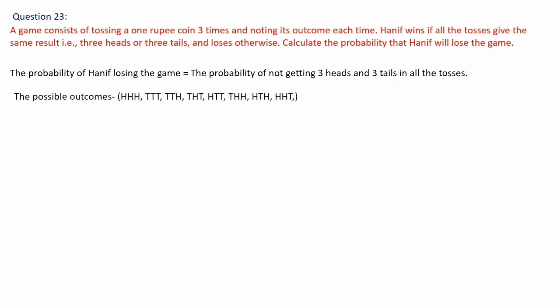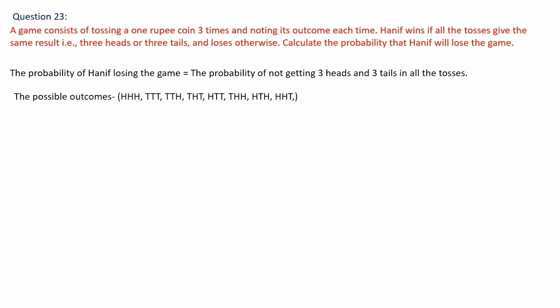So the outcomes we can write, the possible outcomes are either he may get first time head, second time head, third time also head, or first time tail, second time tail, third time tail, or first 2 times tail, third time head, first time tail, second time head, third time tail, first time head, second time tail, third time tail, first time tail, second time head, third time head, first time head, second time tail, third time head, first 2 times head, third time tail.